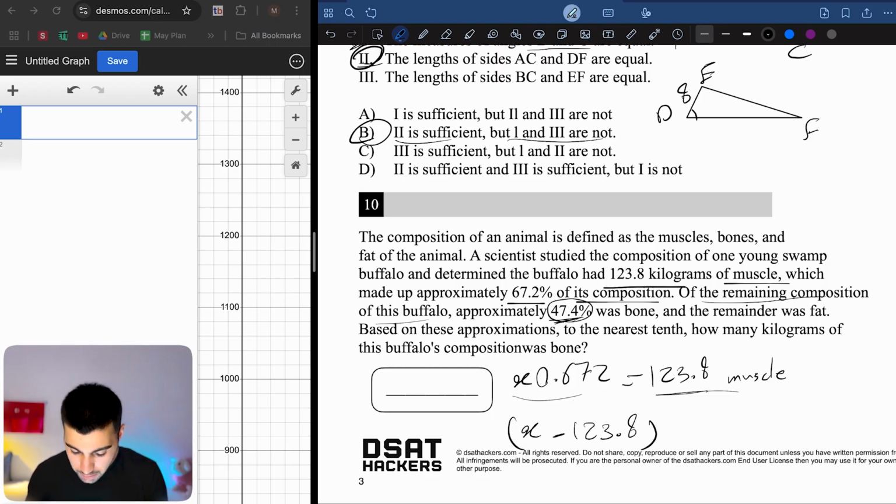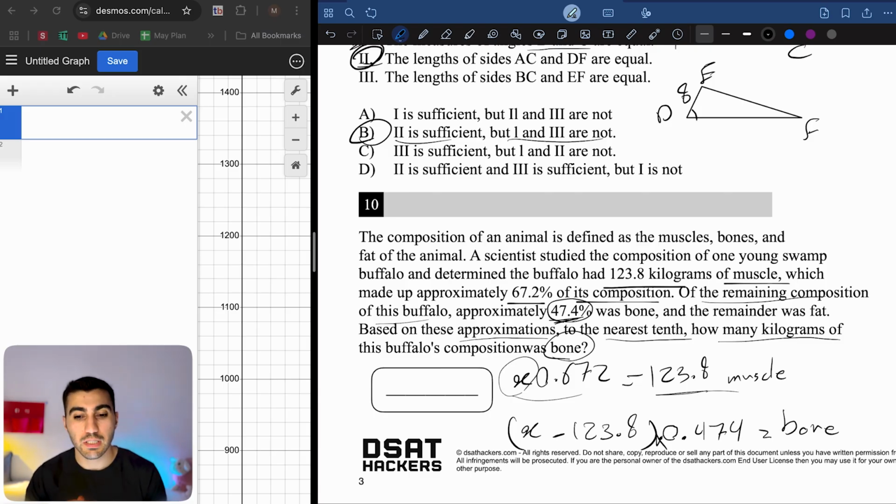So we have to find 47.4% of this, so this times 0.474 gives us the bone. What are we looking for? Based on these approximations, to the nearest tenth, how many kilograms of this buffalo was bone? So we're looking for bone. First I'm going to find X, the actual composition of the animal. So X times 0.672 is equal to 123.8.